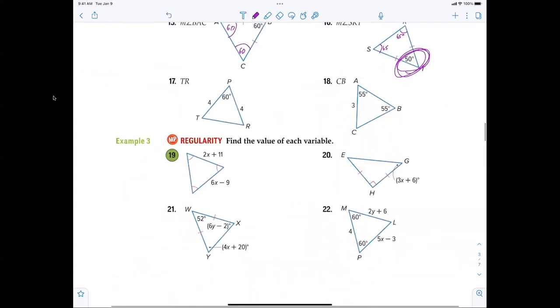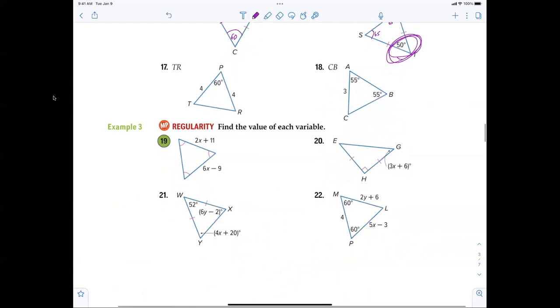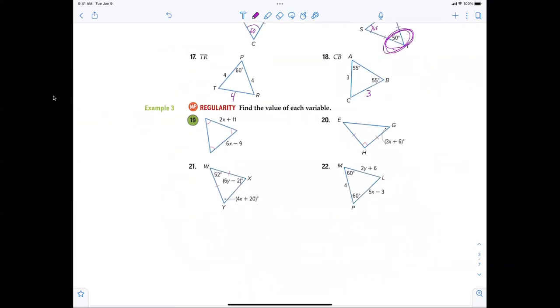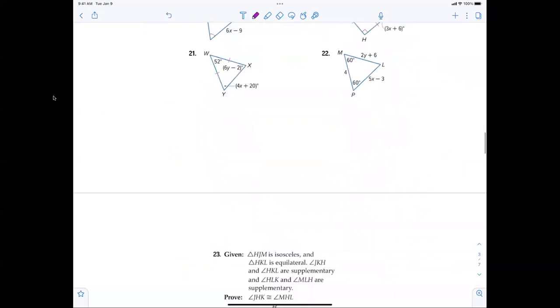All right. What's the length of TR? What does that have to be? 4. And CB must be what? The length of CB must be what? 3. Thank you. All right. Is everybody kind of feeling good about that? All right, keep going. 19, 20. You guys can do those on your own.